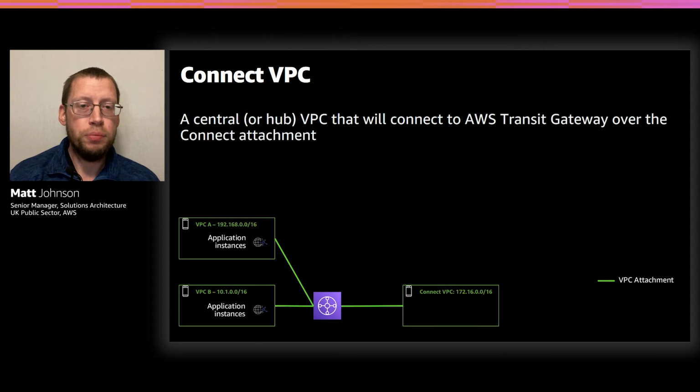So the first stage in deploying Transit Gateway Connect is to create a VPC that will host our SD-WAN appliances. So we've called it a Connect VPC here, but sometimes you'll see it referred to as an Edge VPC or a Hub VPC. It means the same thing. It's where we're going to host our EC2 appliances, our SD-WAN hubs. Again, this Connect VPC is attached using a VPC attachment.